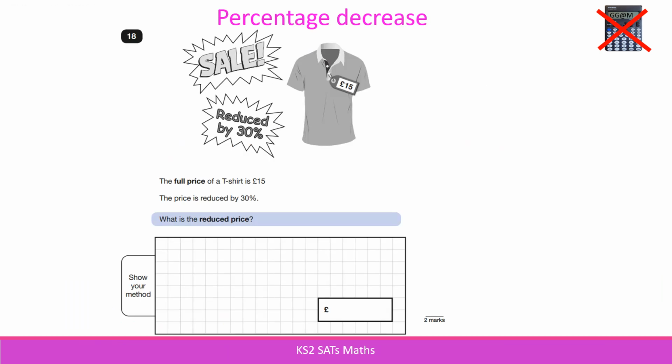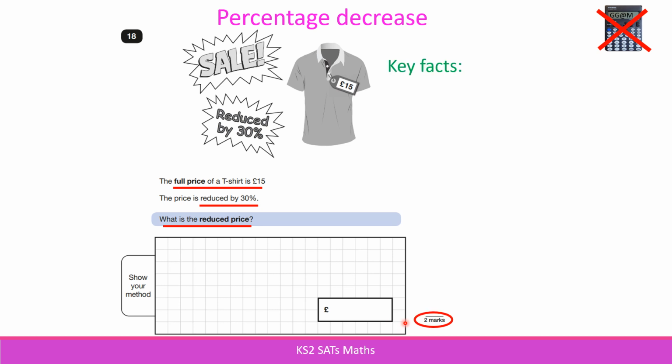This is a question on percentage decrease. In this question, the keywords are that we're told that the t-shirt is £15, and this is the full price of the t-shirt, and you can see it here with its price tag on. You're told that the price is reduced by 30%. So there's a sale on and we've got a reduction of 30%. You've got to work out what is the reduced price, and you need to write your answer in the box at the bottom, and this will give you 2 marks in the exam.